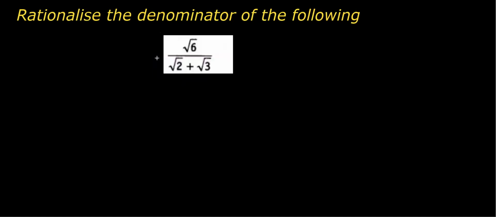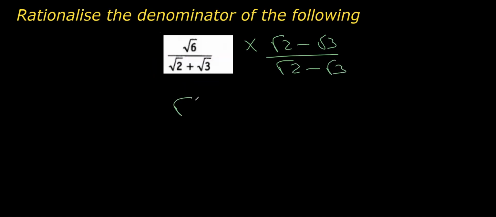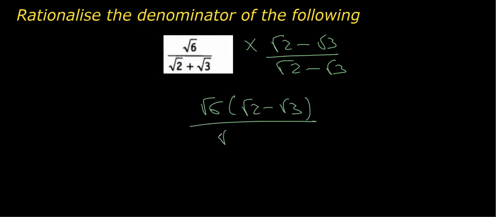Same as the previous question, here our denominator is in the form of a plus b. So as I said, if our denominator is in the form of a plus b, we should multiply and divide by a minus b. So clearly we'll be multiplying by root 2 minus root 3 and doing the same with the denominator. This way, in the numerator it is root 6 multiplied by root 2 minus root 3, and below it is root 2 square minus root 3 square.